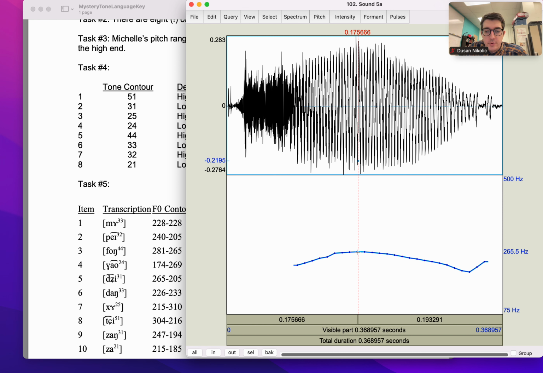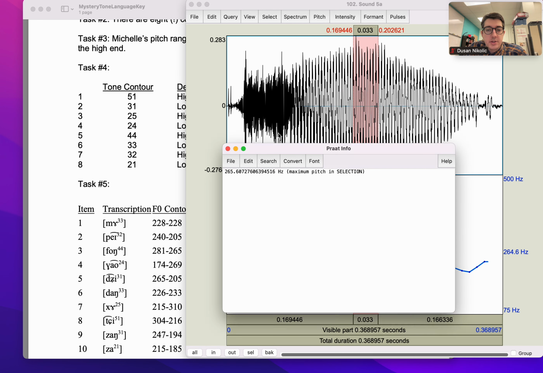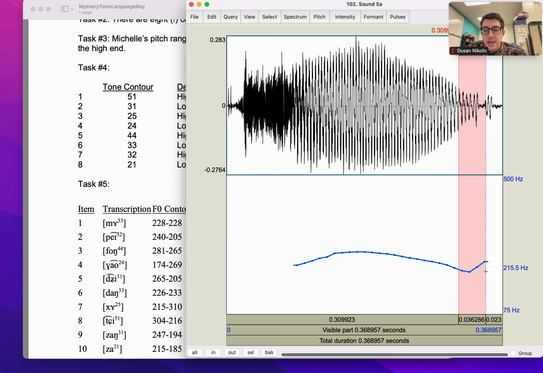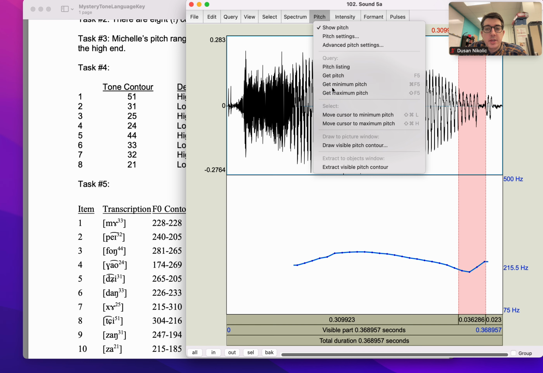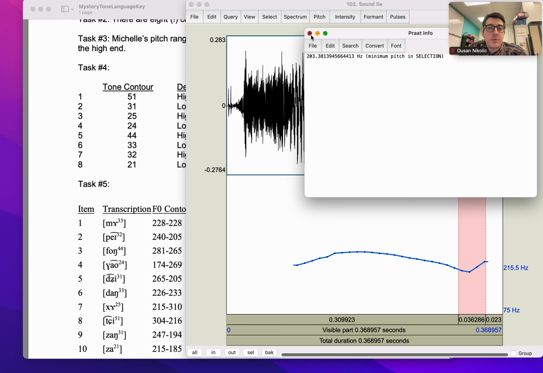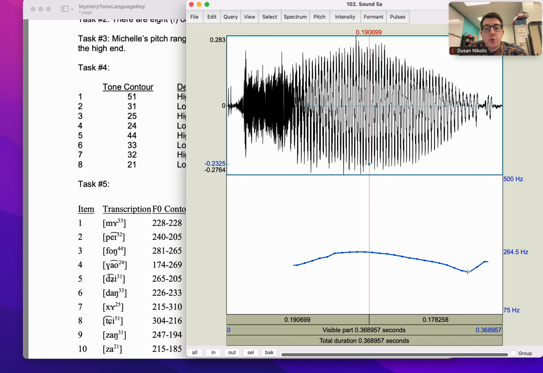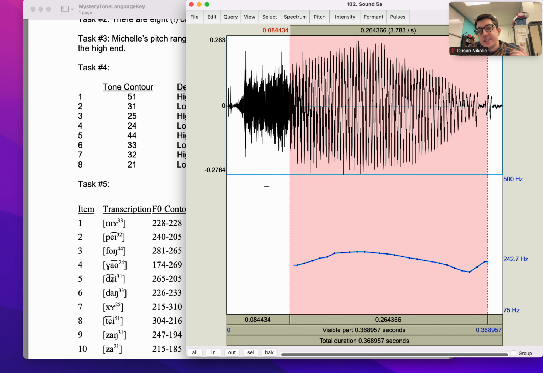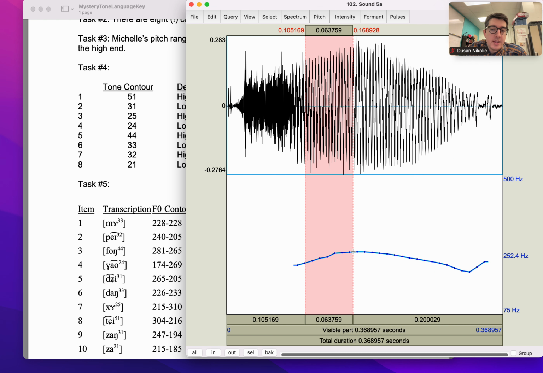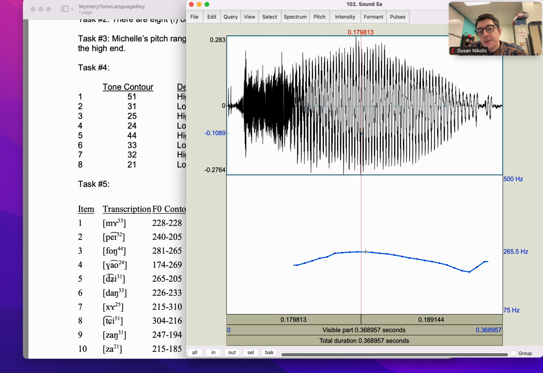So the peak would be at around, you can get maximum pitch, for example, here 265, and the low point would be minimum, which is 203. So from 3 to 1, it goes down, and that's why the tone is 3-1. If you had here 2-3-1, that was okay too. I guess it's rising a little bit for a while until it reaches the peak somewhere there. So that would have been okay too.